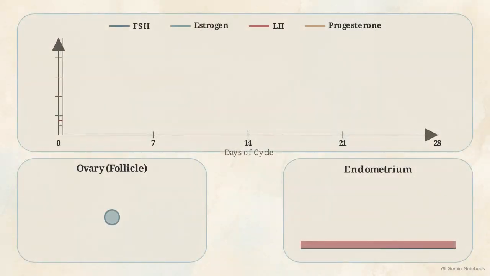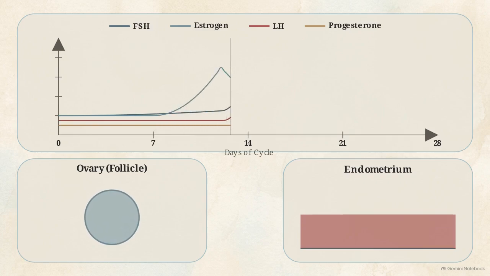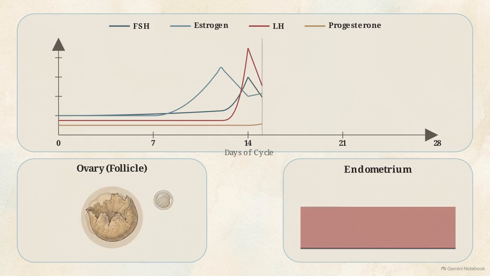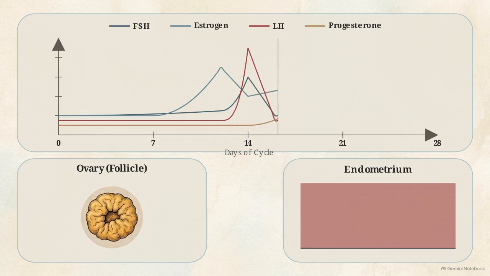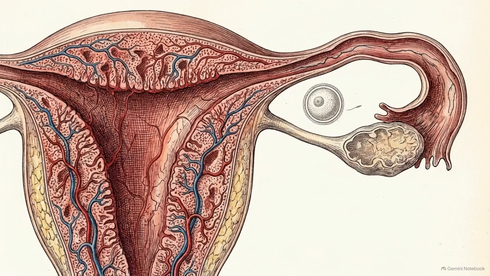Rising FSH triggers follicle growth. It secretes estrogen, thickening the endometrium. Around day 14, an LH surge triggers ovulation. The ruptured follicle becomes the corpus luteum, releasing progesterone to hold the uterine wall at maximum thickness, awaiting a fertilized egg. The menstrual cycle operates as a highly calibrated chemical timer. It constructs a temporary biological landing zone precisely at the moment the ovum is released.